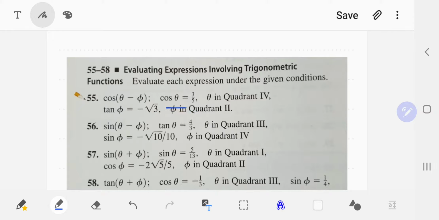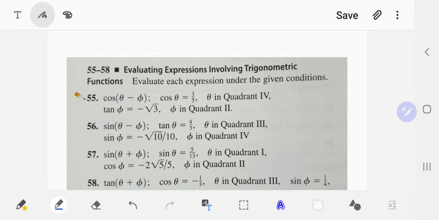What's given for us here? It says cosine theta equals 3 over 5 and theta is in the fourth quadrant. Tan phi equals negative radical 3 and phi is in the second quadrant. So if we know the formula, cosine theta cosine phi plus sine theta sine phi, this means that we will need sine for theta and we need to get sine and cosine of phi.